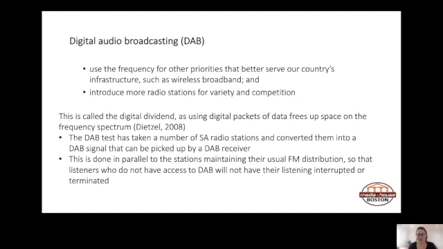Why don't we simply do it? Why don't we just implement it? There's a lot that goes into DAB. The DAB test has taken a number of South African radio stations and converted them into a DAB signal that can be picked up by a DAB receiver. This doesn't mean that these stations are now purely only on DAB. This is done in parallel to the stations maintaining their FM distribution so that listeners who do not have access to DAB will not have their listening interrupted or terminated.